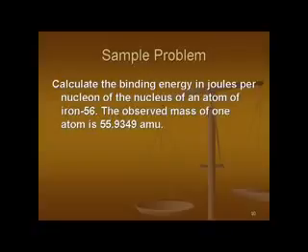So our sample problem simply is this: Calculate the binding energy in joules per nucleon of the nucleus of an atom of iron 56. The observed mass, that word observed will often be experimental mass, or actual mass is used sometimes in place of observed. But the observed mass of one atom is 55.9349 atomic mass units.